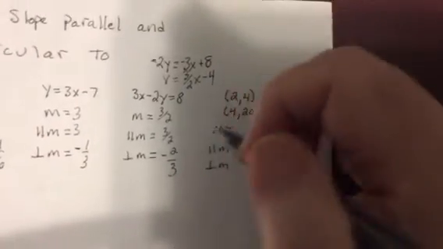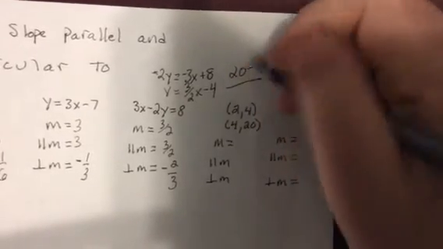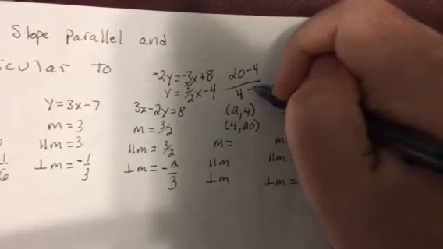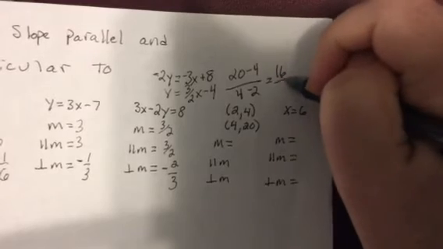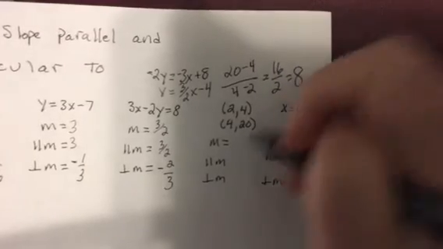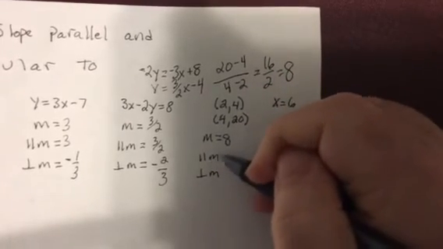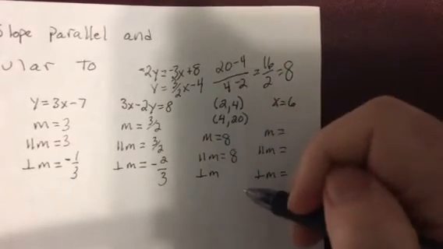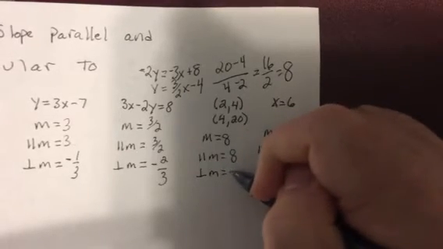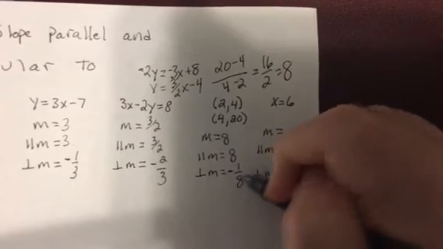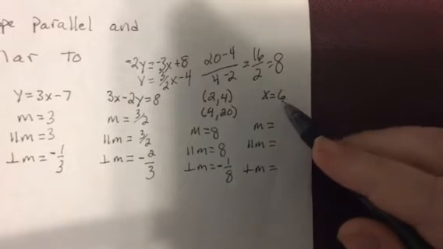Okay, now, how do you find the slope? 20 minus 4 over 4 minus 2. You always got to start with the same one. So this would be 16 over 2, which is 8. So the slope of this line that has these two ordered pairs is 8. Parallel slope would be 8 because they're the same. Perpendicular slope, negative flippage, yes.